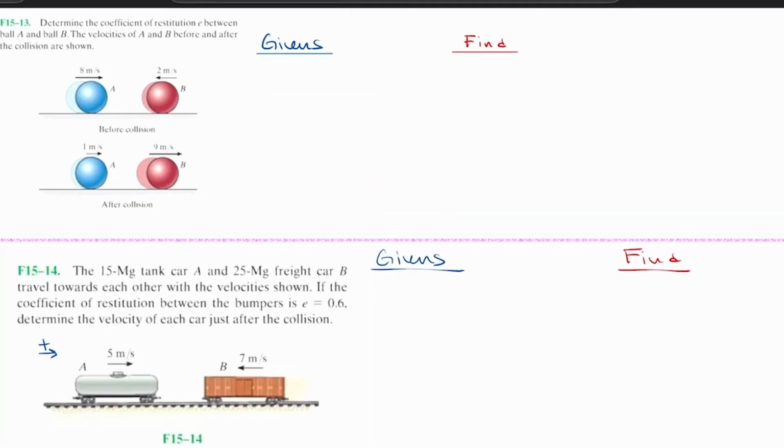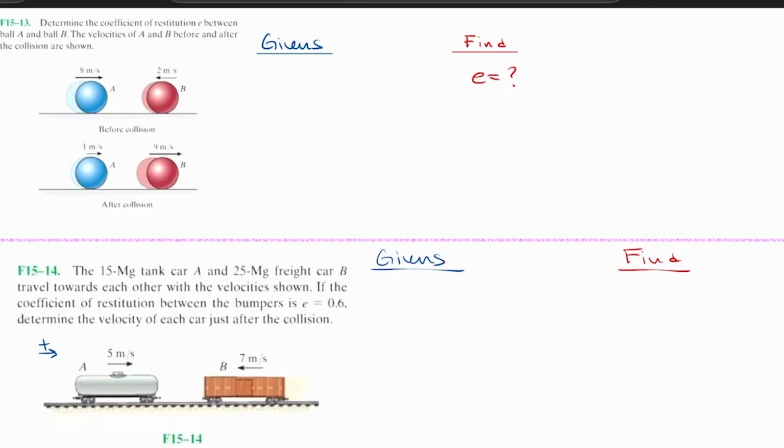Okay, so here in this first problem, we have two balls or two particles. We can see them right there, the A and B. And they're asking us to determine the coefficient of restitution between ball A and ball B. So what is the coefficient of restitution? And we're given the velocities over here.